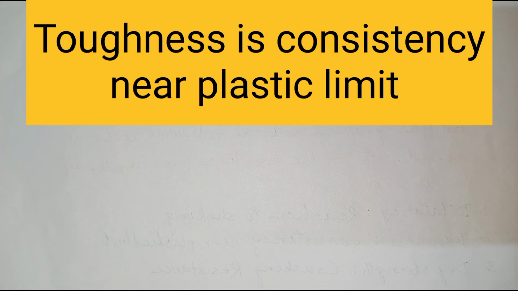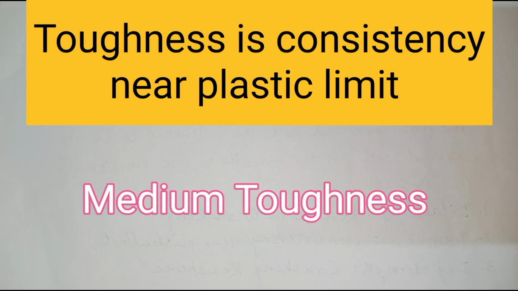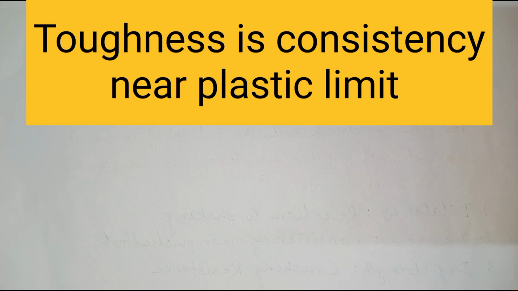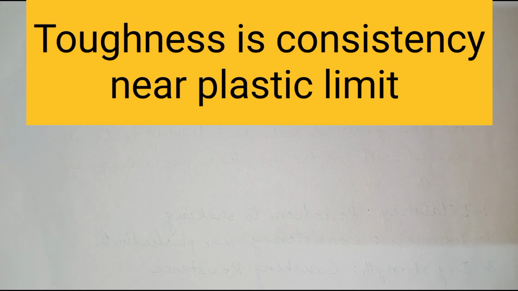After the thread crumbles, the pieces are lumped together and the slight kneading action is continued until the lump also crumbles. If the lump can still be molded slightly drier than the plastic limit, and if high pressure is required to roll the thread between the palm of the hand, the soil is said to have high toughness. Medium toughness is indicated by a medium thread and a lump formed from the thread slightly below the plastic limit crumbles.